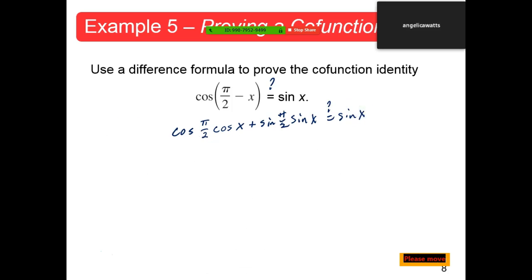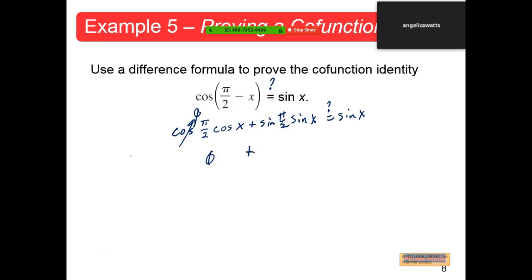Well, you tell me. What is cosine of pi halves? Anyone remember? Cosine starts at 1, and at pi halves it's gone down to 0. So that's 0, which makes this whole term 0. So this is a 0 here, plus, what's sine of pi halves?